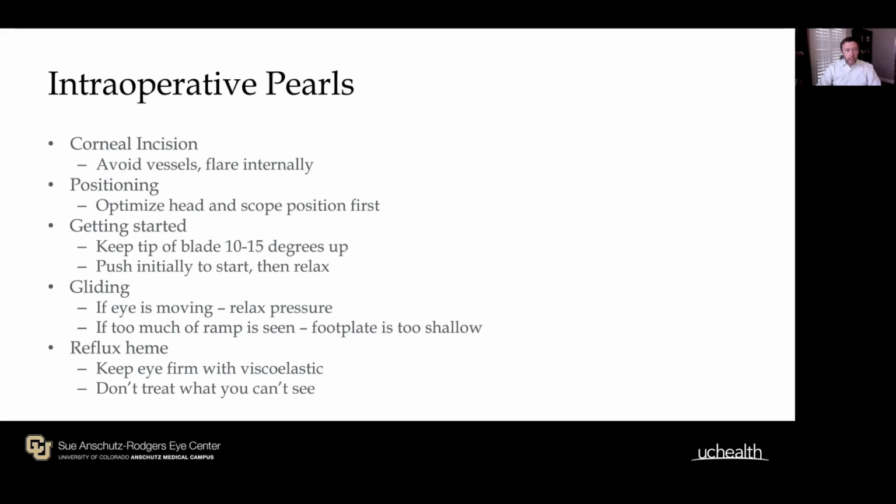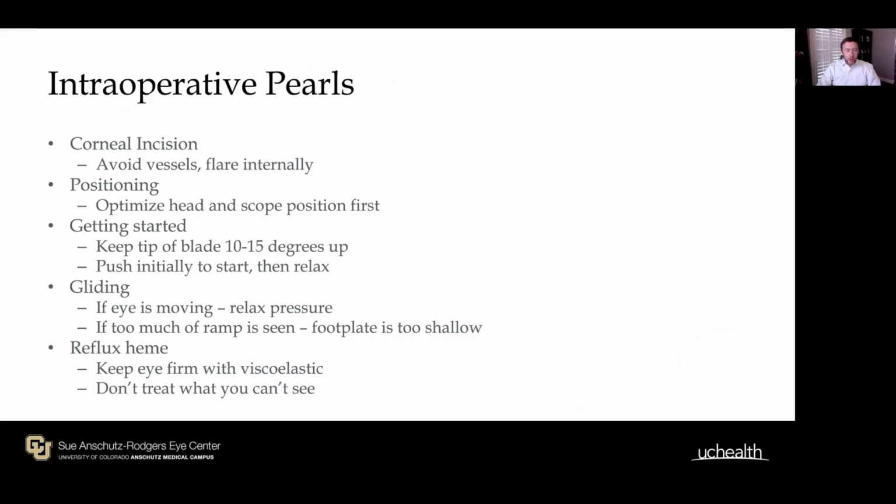Intraoperatively, corneal incision, I think, is important. Starting from the very start of the case, you want to avoid vessels and maybe flare it internally to allow you to pivot the blade within the wound. Positioning the patient and the scope appropriately to give you a nice en-face view is important. You want to optimize that positioning and visualization before you proceed with the procedure.